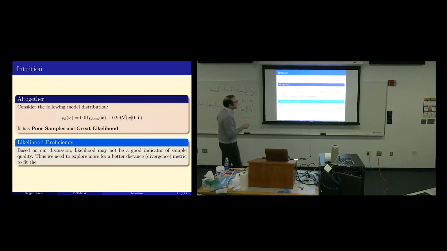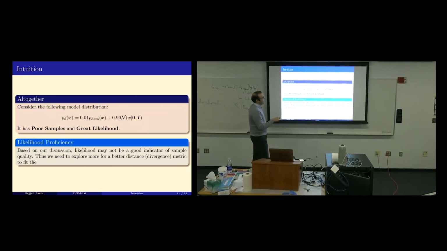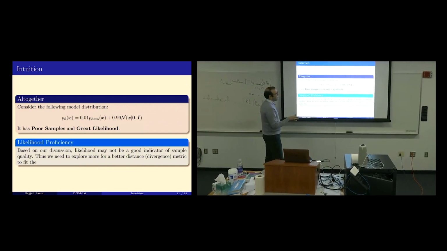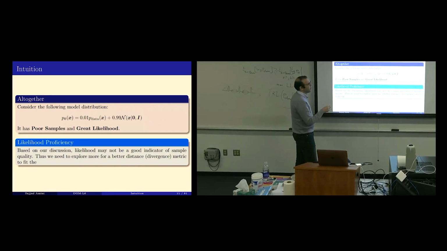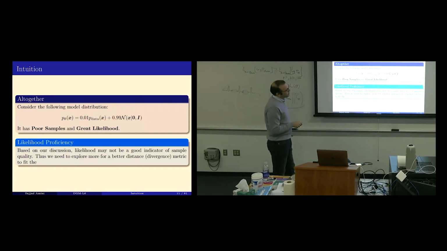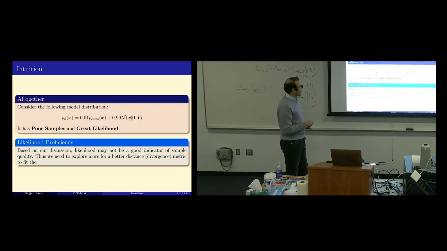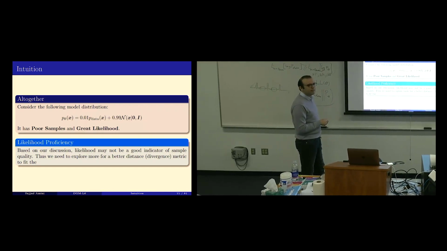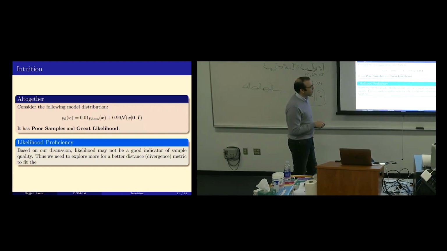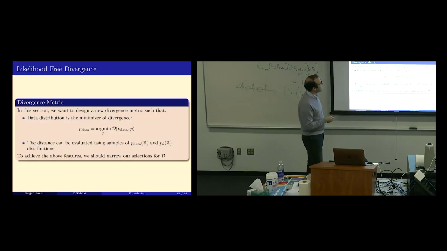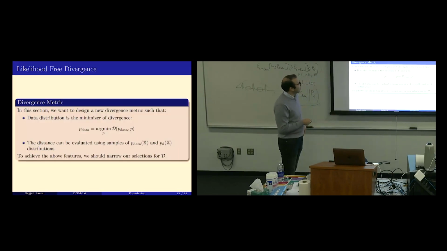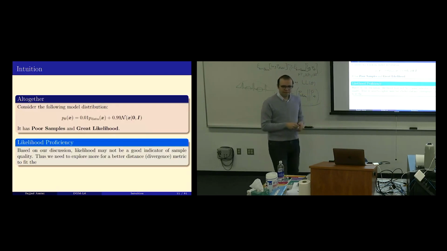Okay, so altogether we have this model which generates garbage samples, but it has a great likelihood as the dimension of X increases. So based on our discussion, likelihood may not be a good indicator of sample quality. And thus we need to explore more for a better distance or divergence metric to fit the data. Okay, any question about this part?